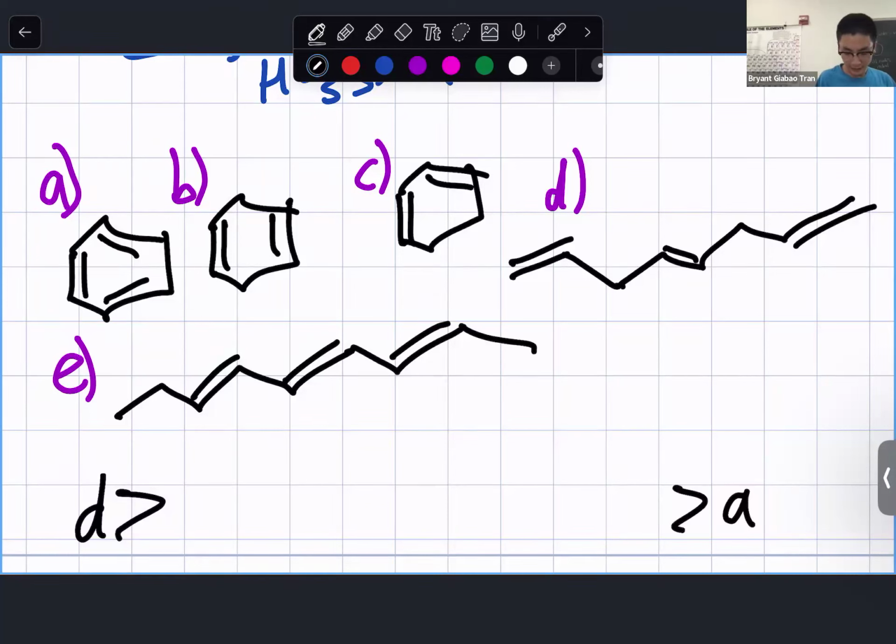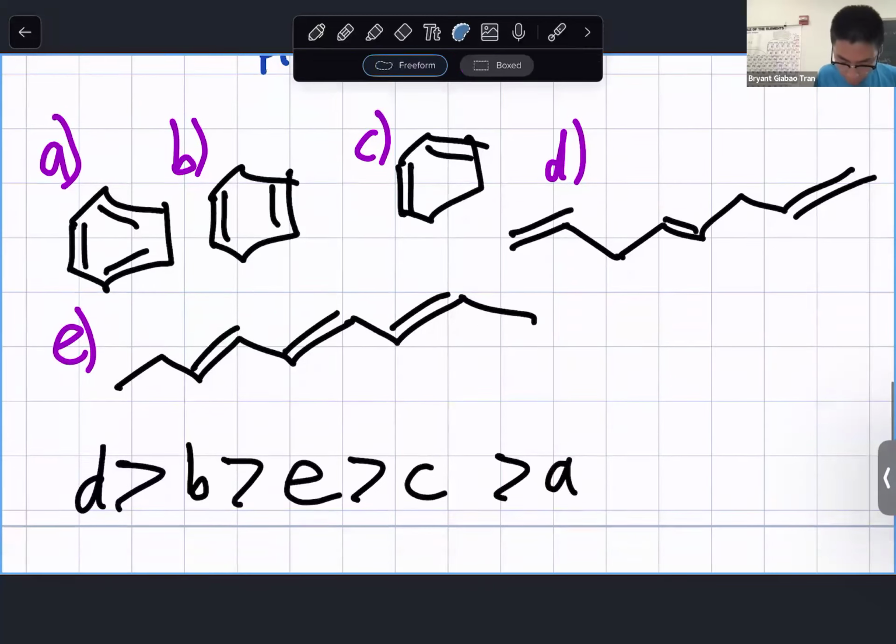And then we could say E is the second most stable because it has conjugated dienes here. But this is also a conjugated diene here, right? But since this is non-conjugated, this one will have more energy than this one. See, B, and then E, and then C, and then A.